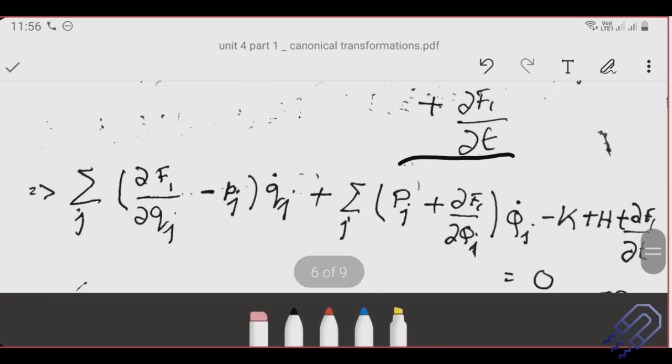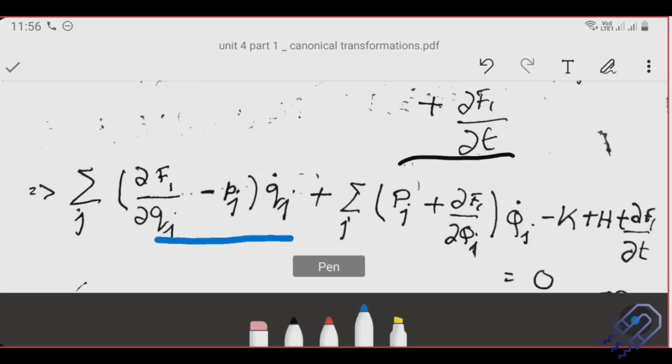So what we are going to do is we have combined small qj dot, all the terms, and then we have combined capital qj dot, all the terms, and then the rest of the term is here. So we have got three different parts.